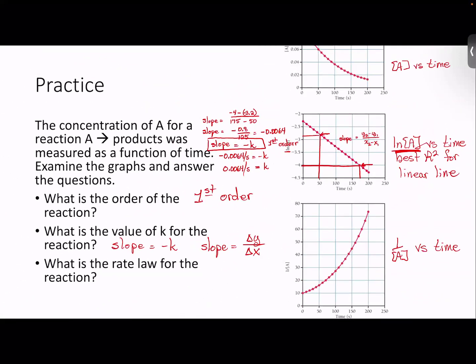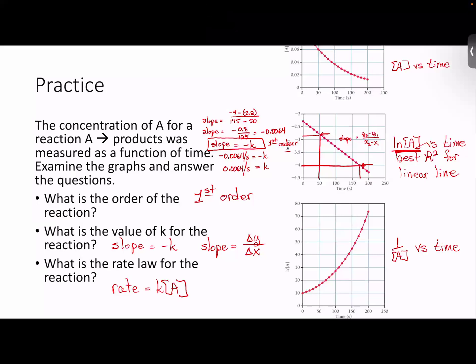The last question is, what is the rate law for this reaction? Well, since it's first order, then the rate would be equal to K times A raised to the 1. Let you take a moment to digest, so you can ask questions.